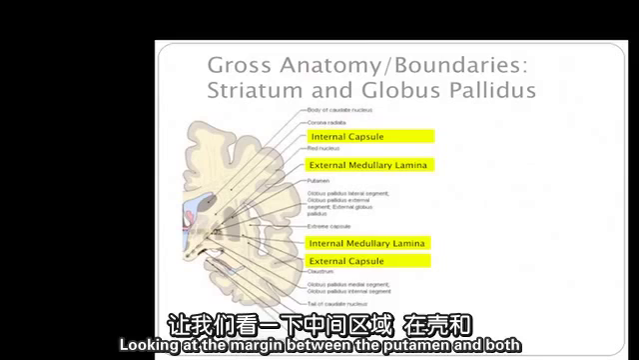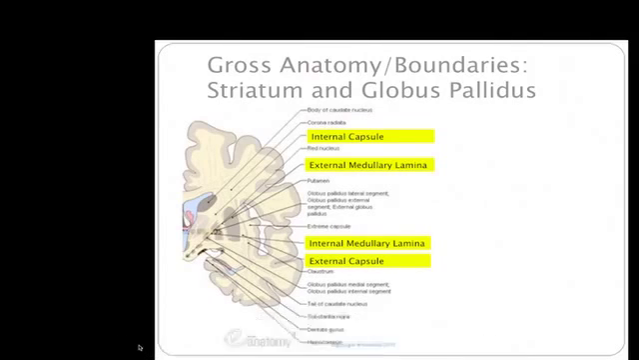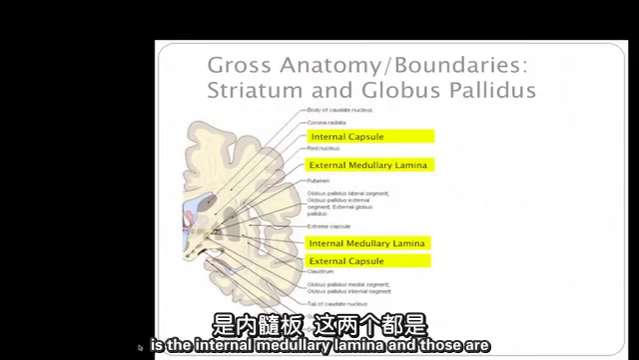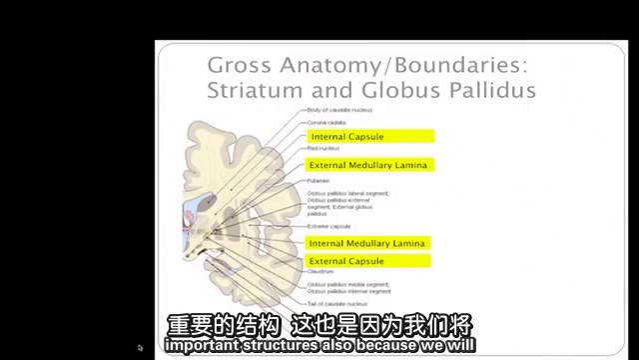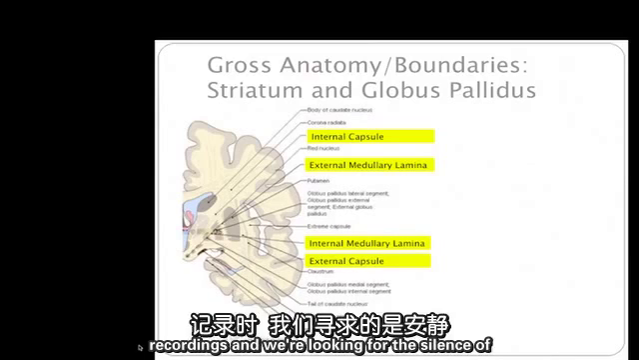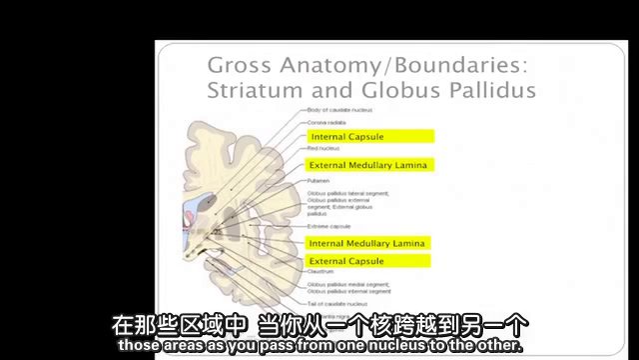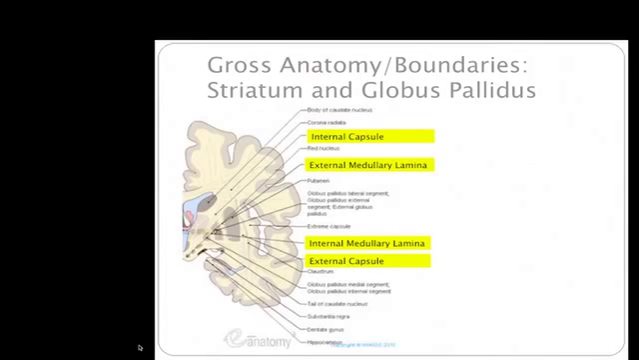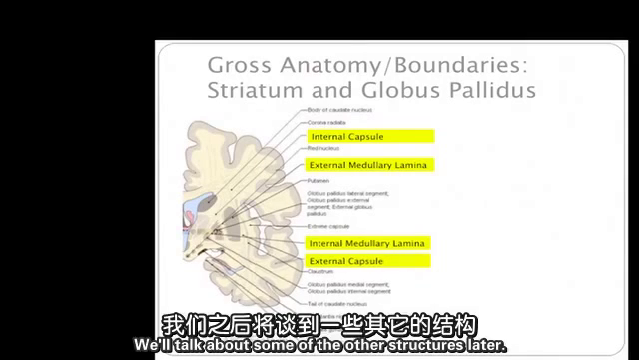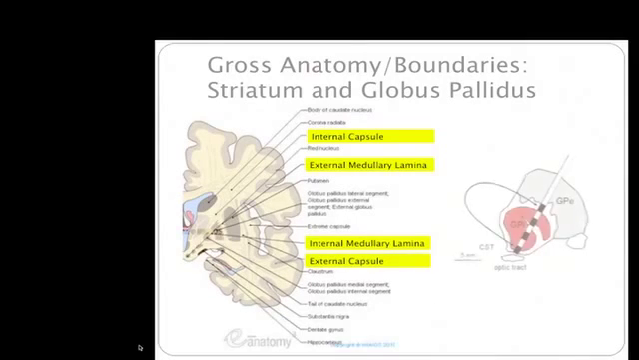Looking at the margin between the putamen and the globus pallidus externus is the external medullary lamina, and then internal to that, between the GPe and GPi, is the internal medullary lamina. Those are important structures also because we will look for those as we cross using microelectrode recordings. You're looking for the silence of those areas as you pass from one nucleus to the other. Of course, we also have the external capsule on the external surface of the putamen. Let me talk about some of the other structures.